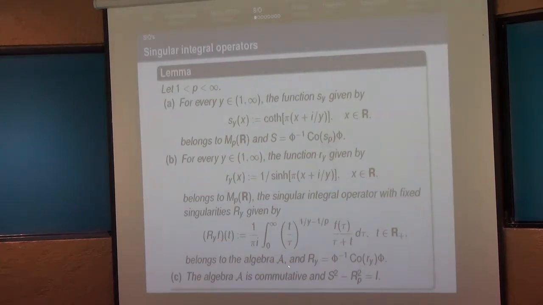So this again belongs to the algebra A, generated by the identity operator and the Cauchy singular operator, and this is again related with Mellin convolution by this formula. And the third property is that this algebra is commutative, and we have a relation between this operator and the Cauchy singular operator by the following formula.